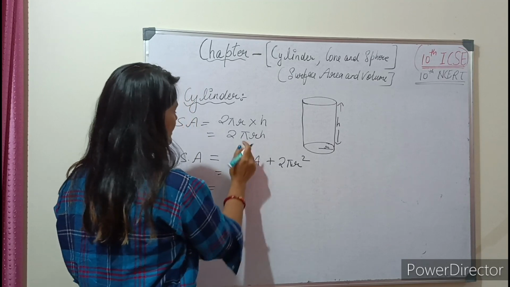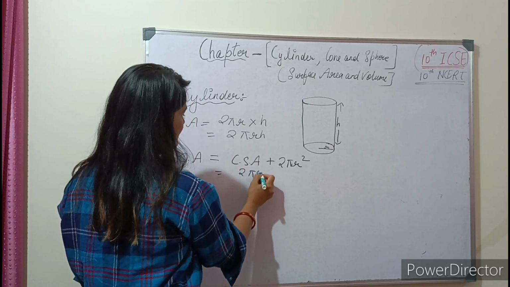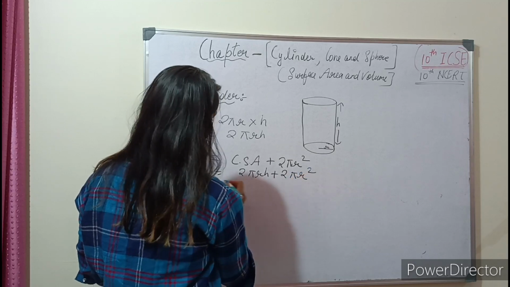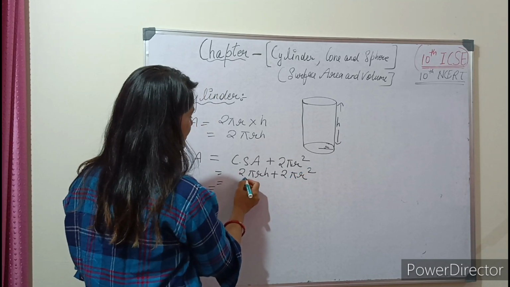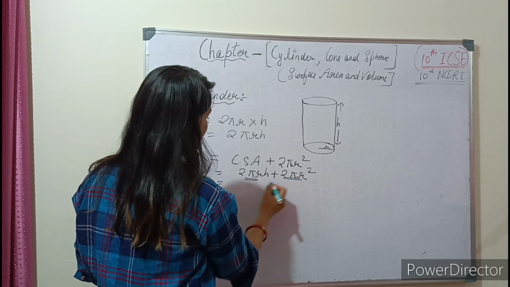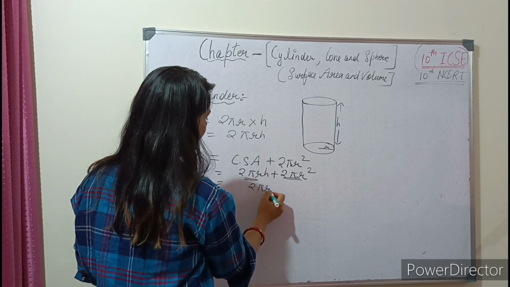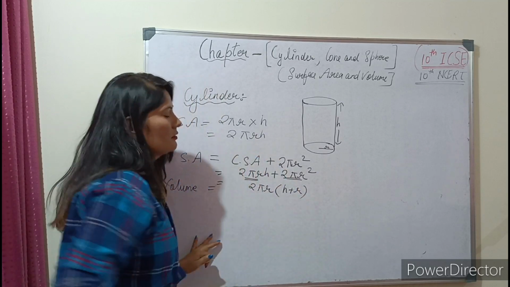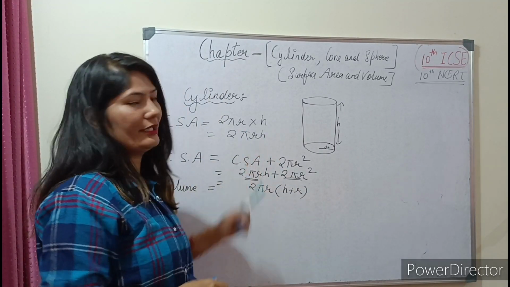Now CSA is 2 pi r h. So just put the values here: 2 pi r h plus 2 pi r square. Now one more step. You will see here 2 pi r is common. So take 2 pi r common. Now what is left? h plus r. So this is the TSA of this cylinder.